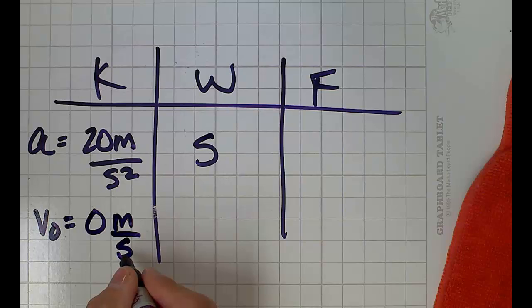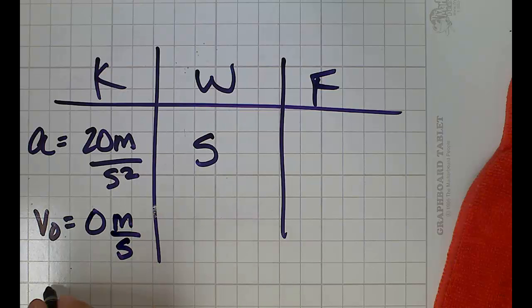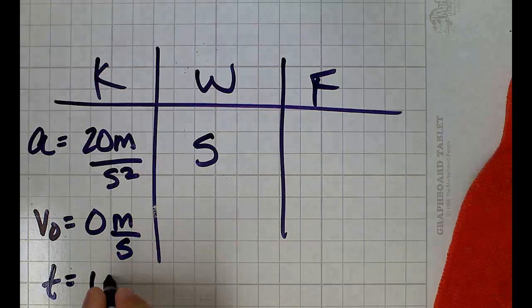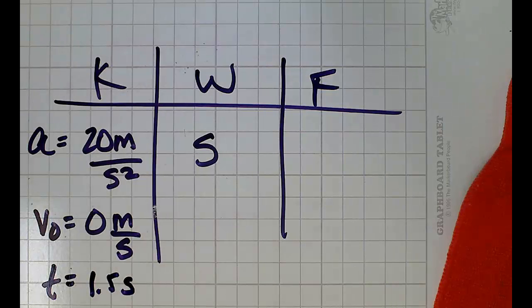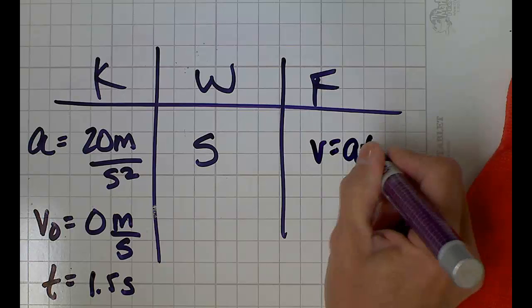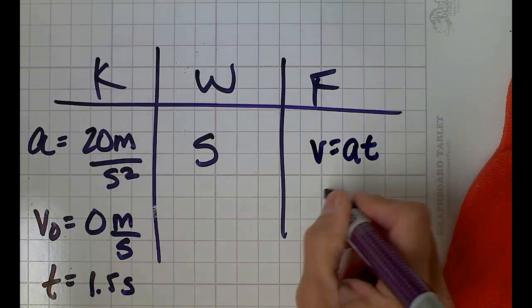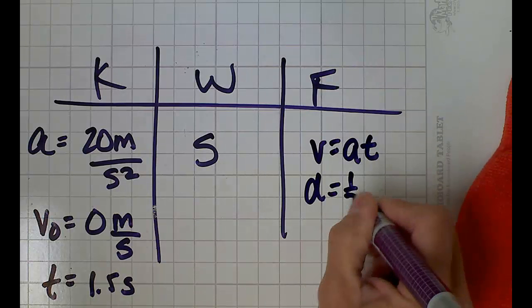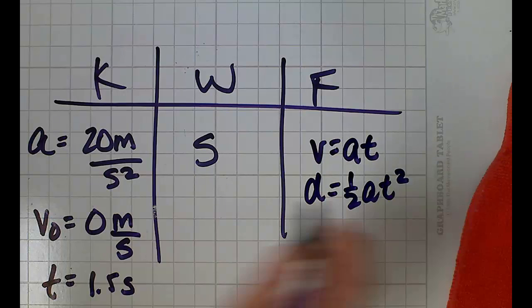Calculate the speed an object dropped from rest on this distant planet acquires in 1.5 seconds. So my time is 1.5 seconds. Okay, so I think I have enough information, but I need some formulas. So what kind of formulas do I know? I know V equals AT, and I know D equals 1/2 AT squared. So I know those two formulas.